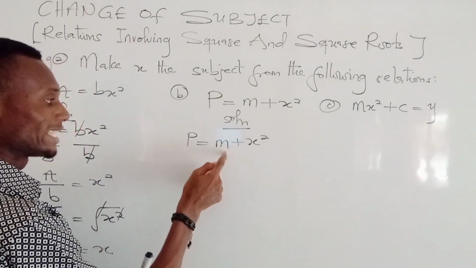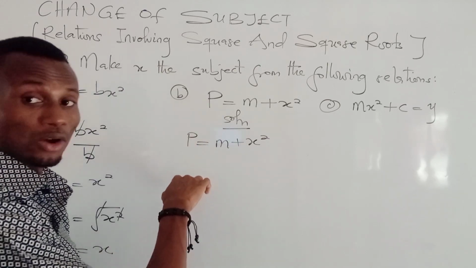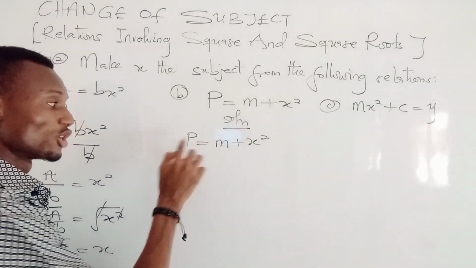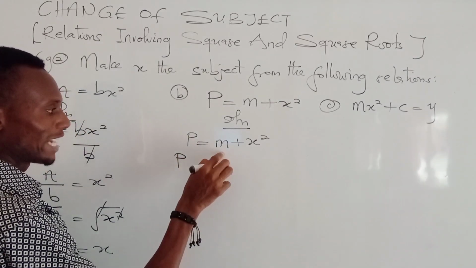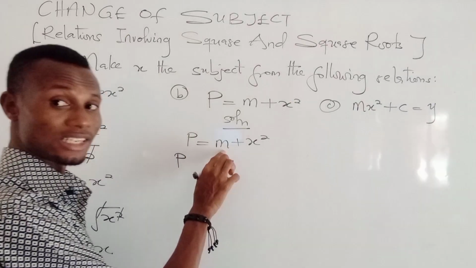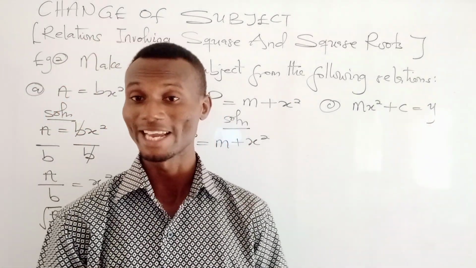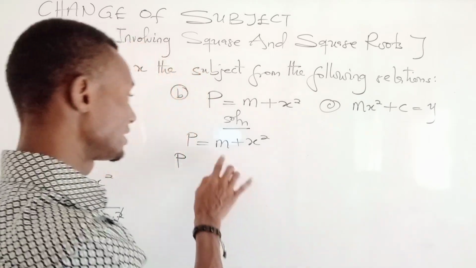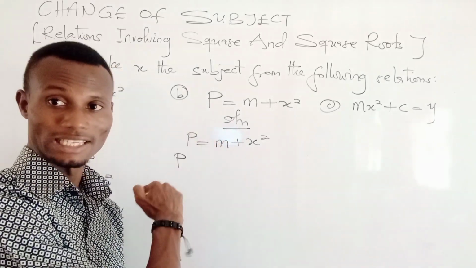How to move it away is that it will cross the equal sign to this side, to come and join the P. It is positive here. When it crosses the equal sign, it becomes negative. When anything crosses the equal sign, the sign it has changes. It is positive here, and when it crosses the equal sign, it becomes negative there.